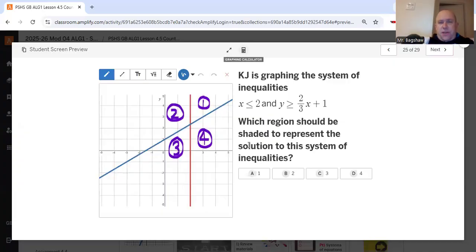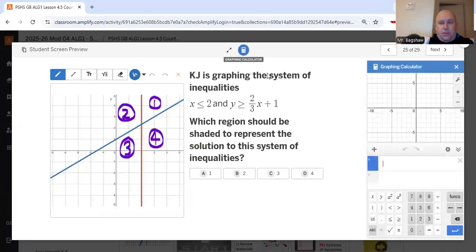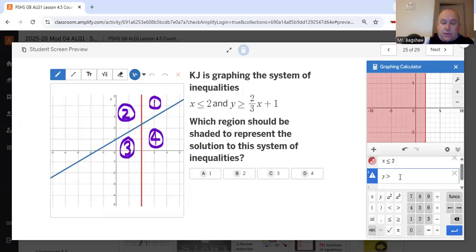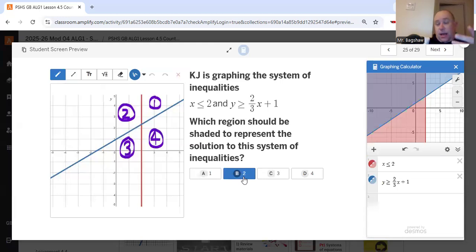Sometimes they're going to ask you which region it is. So remember for questions like this, we're looking for the darkest shaded region. So x is less than or equal to 2, and y is greater than or equal to 2/3 x plus 1. So there's the darkest shaded region. So on my picture, that looks like region 2, and we're done.